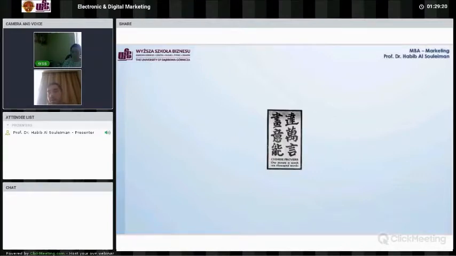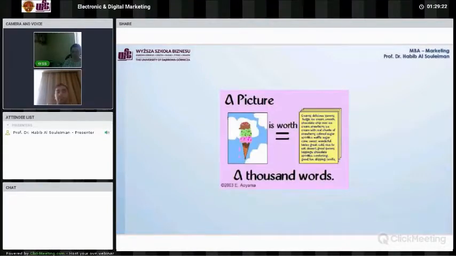As the Chinese say, one picture is worth 1,000 words. For example, if I show you this picture, you will see it's ice cream. It's easy to buy it, rather than writing that this is delicious homemade ice cream. Pictures in Bing and Yahoo are very attractive and very effective.